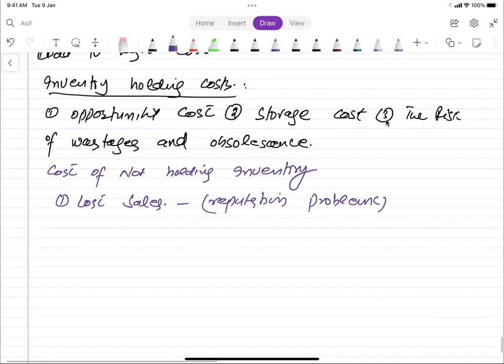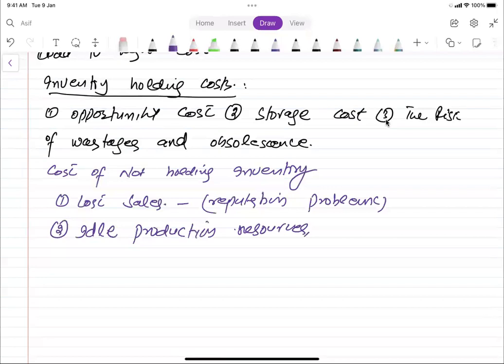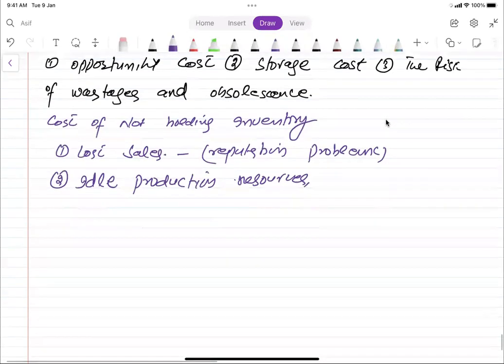Second is the idle production resources. If you have labor, if you have capital, plant, and you do not have inventory to produce goods and services, what happens to that labor and plant? They are sitting idle, they are taking salary, increasing your cost. And as a result of that, you are not producing anything, and your business will go into losses.